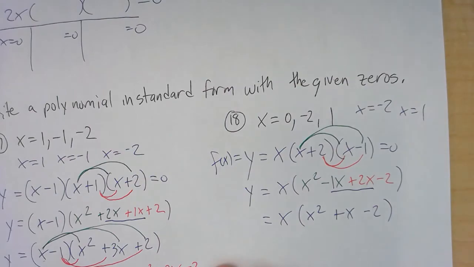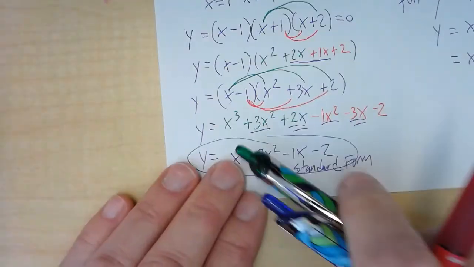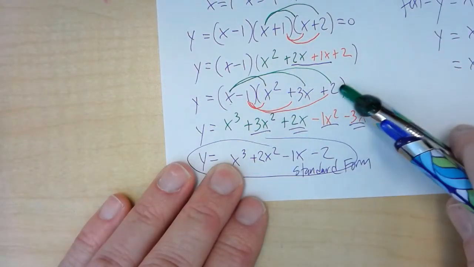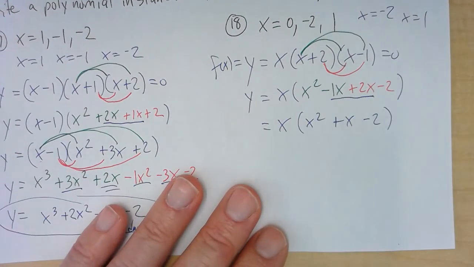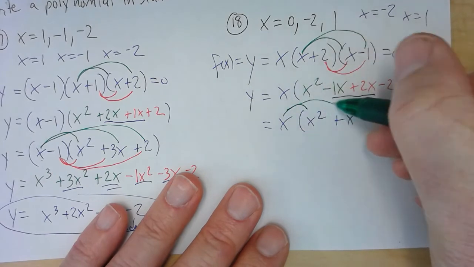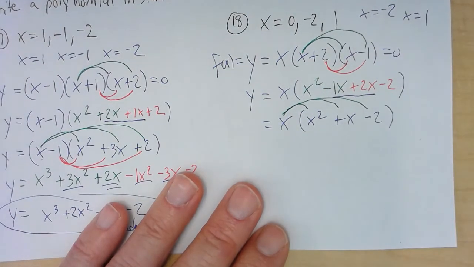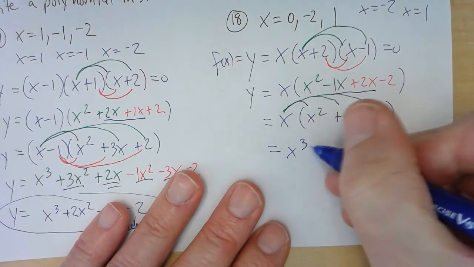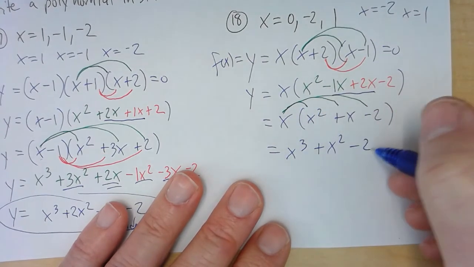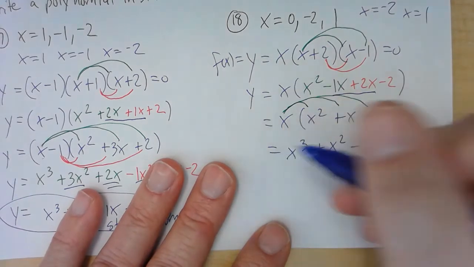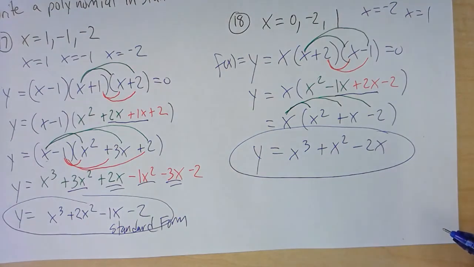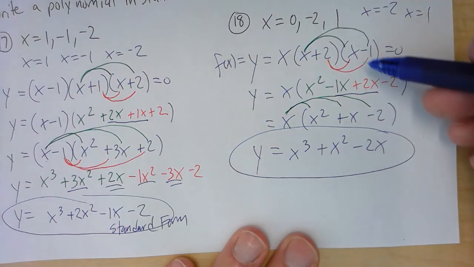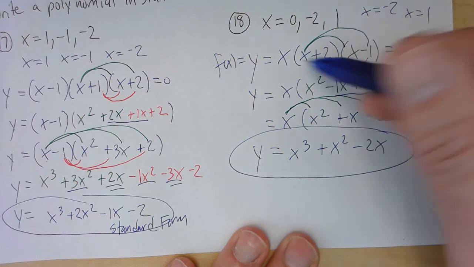Okay, now I'm going to distribute. Now this one here I had to distribute green and red. I distribute the x and I distribute the -1. Okay, well this one's way easier because there's only one thing to distribute. So I'll go back to the green, distribute, distribute, distribute. So the answer is x cubed plus x squared minus 2x. And that's equal to y, which is the function. So there's the function in standard form. Standard form, factored form, factored form, standard form. Linear factors, okay?